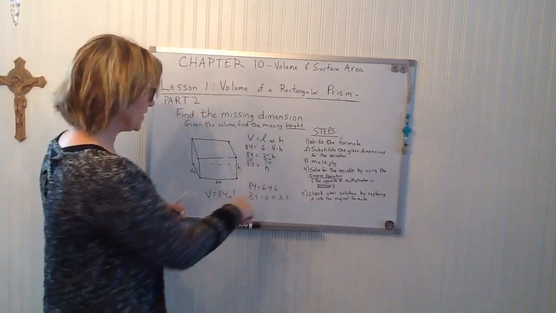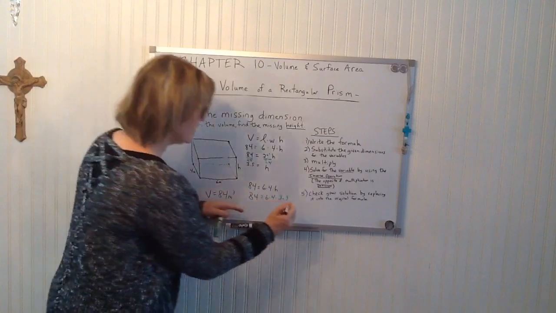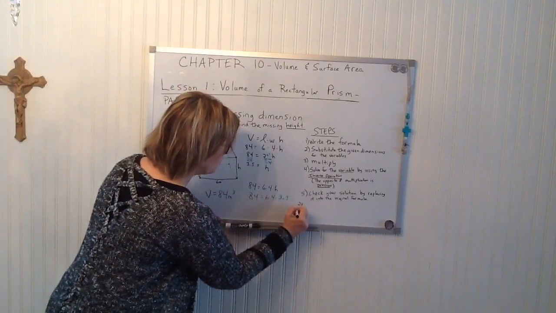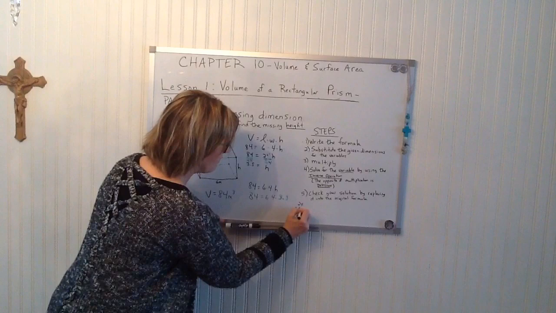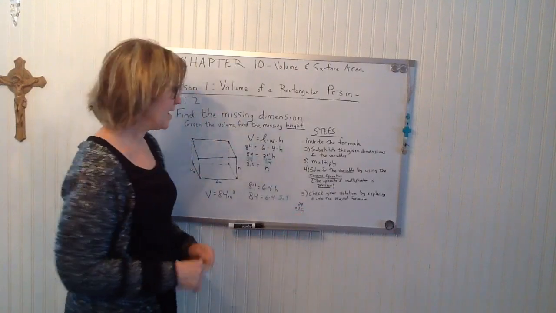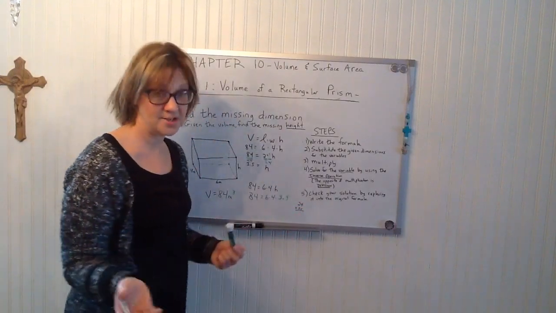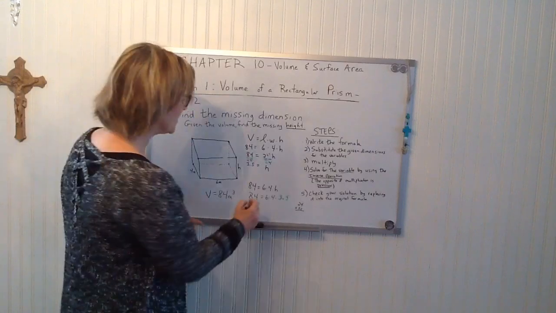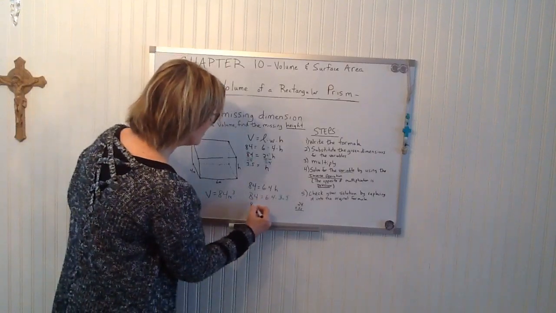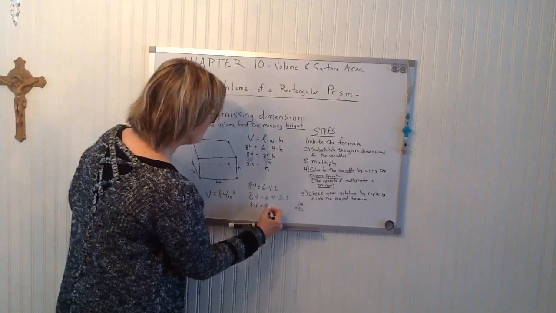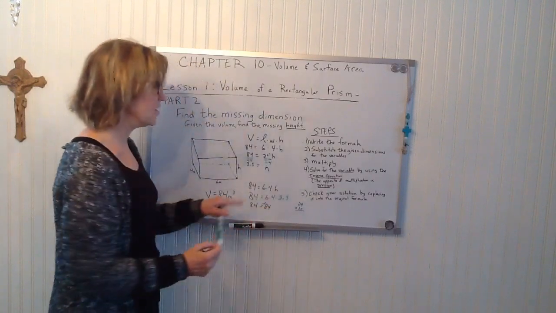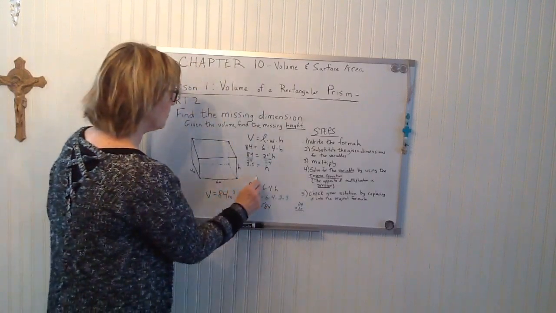So I know that 6 times 4 is 24. And if I worked out 24 times 3.5 off to the side, or actually I would use my calculator because you will be allowed to use your calculators, you do get 84. So it checks out that 84 equals 84, check. So this is the check part.